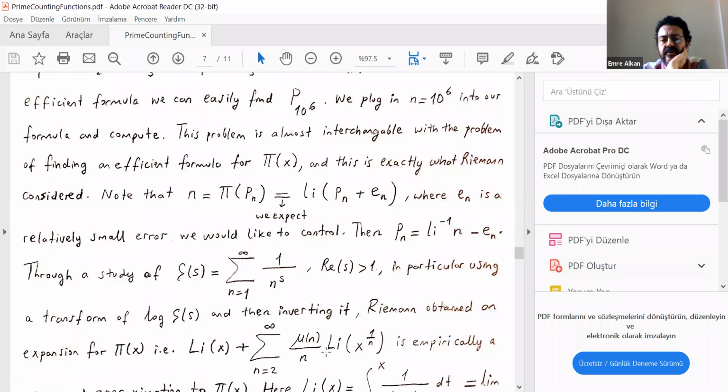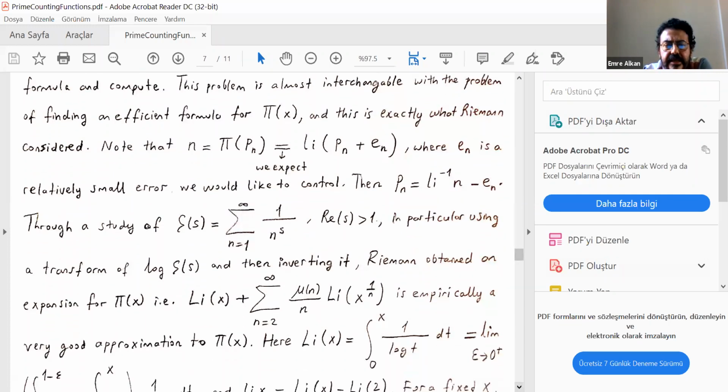There are more terms in Riemann's exact formula, but he neglects them because they look awkward, and they are like periodic terms which depend on complex exponentiation. That's why Riemann avoided them in his empirical approximation. So he states that this is empirically a much better approximation to pi of x.